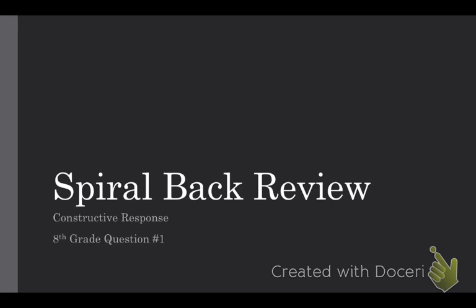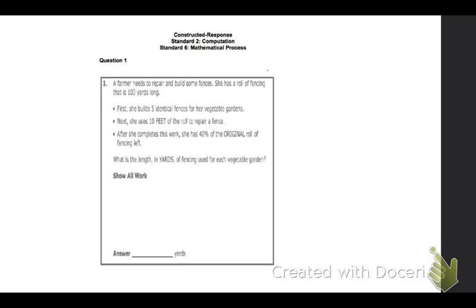This is a spiral back review, 8th grade, question number 1 out of 5. All right, this question ends up being a little bit detailed, so we have to be careful to grab a few bits of information here as we read it. A farmer needs to repair and build some fences. She has a roll of fencing that is 100 yards long, so I'm going to grab that. So she has 100 yards of fencing.